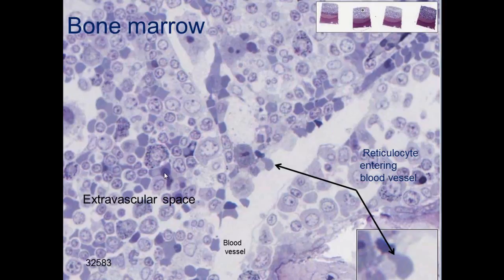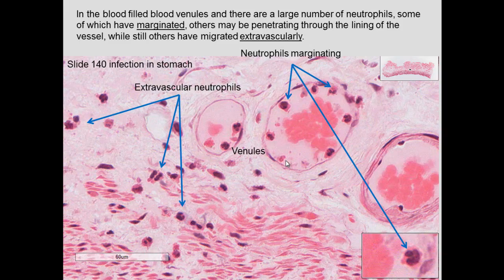And we can see bone marrow. We can see some granules here. This is the extravascular space outside a blood vessel. This is a blood vessel right in here. There's a blood vessel, and you can see where a reticulocyte is squeezing through from the extravascular space into the blood space to be into the blood cells.